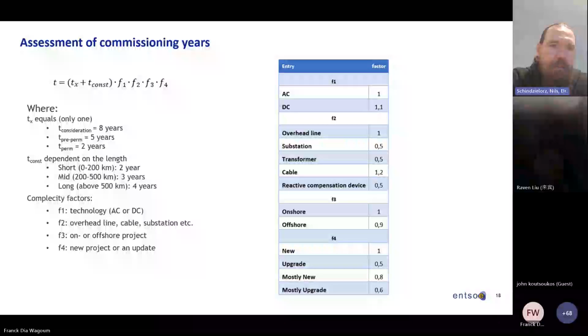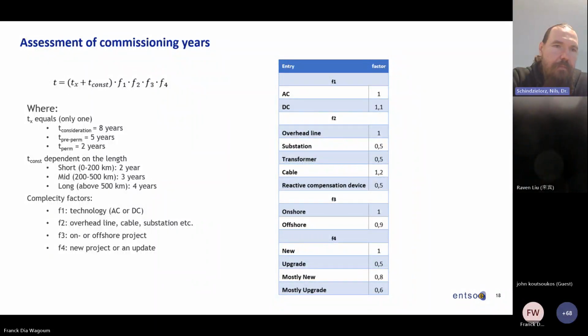The one is the T under consideration, which is the phase under consideration. There we have said that in general this takes 8 years until it reaches the stage of the construction. For the pre-perm, which stands for before the permitting phase, which we have seen as a reasonable value, seems to be the 5 years. And then we have a permitting phase, which we have in the mean value from all of the projects.